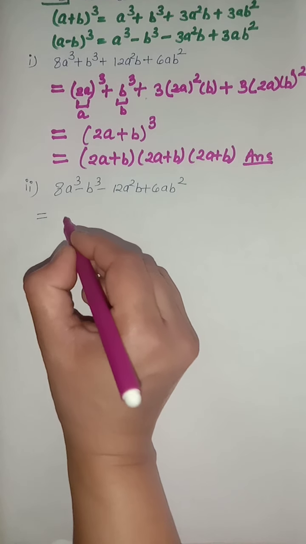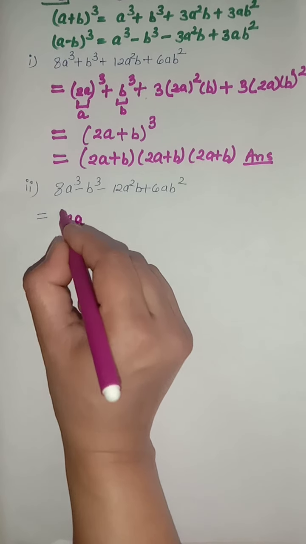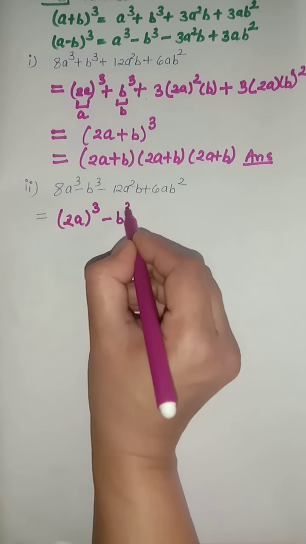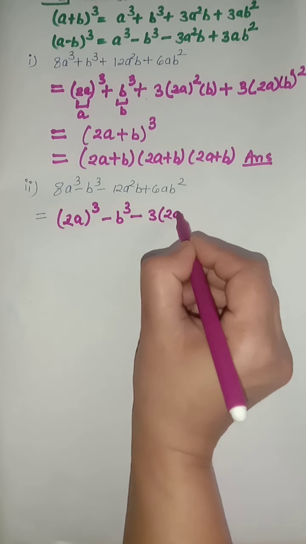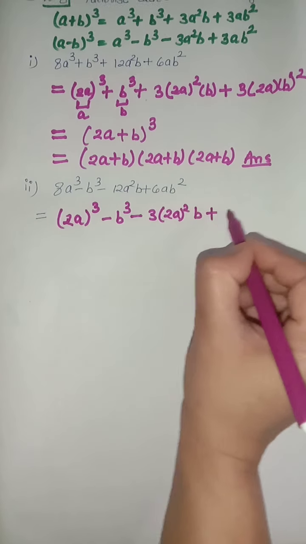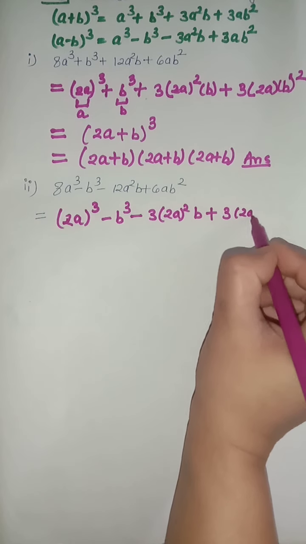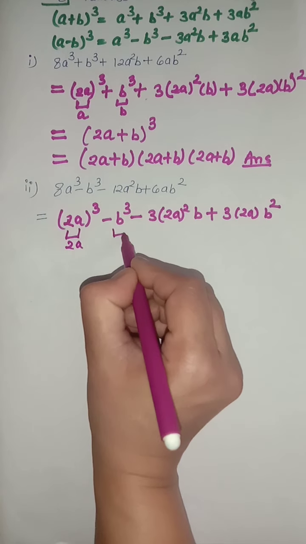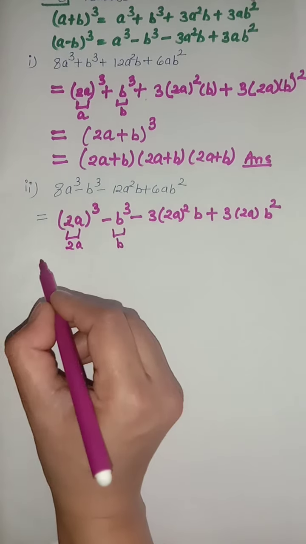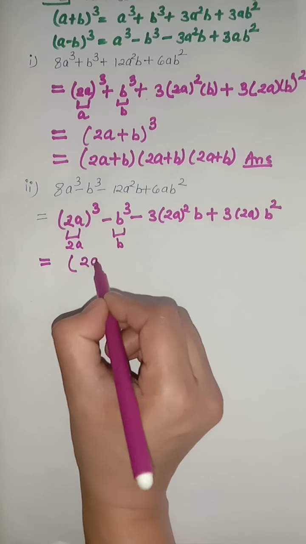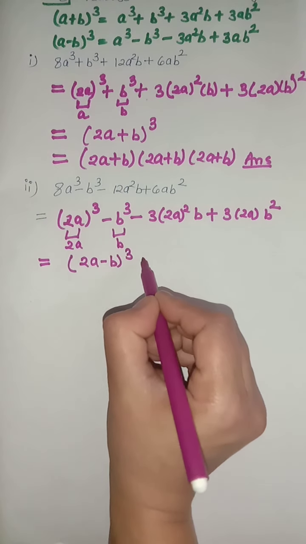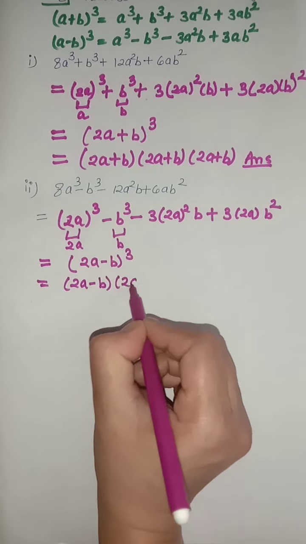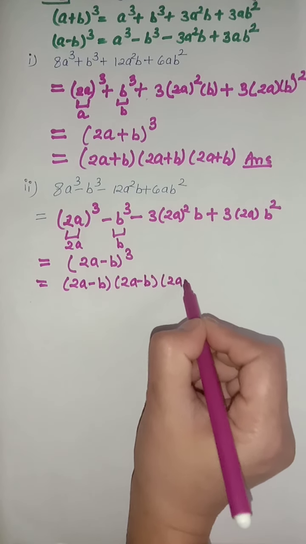So let's start. How will we write? 2a whole cube in place of 8a cube, b cube as it is, minus 3 into 2a whole square into b, plus 3 into 2a into b square. Here the value of a is 2a and the value of b is b. So the factors are (2a minus b) whole cube. You can write this as 2a minus b, 2a minus b, 2a minus b.